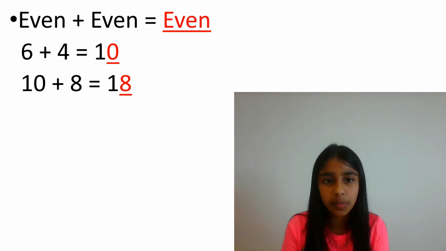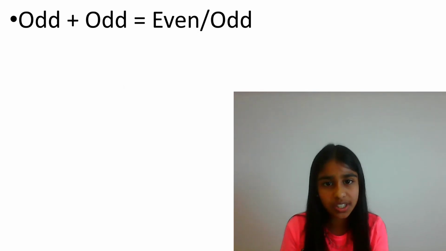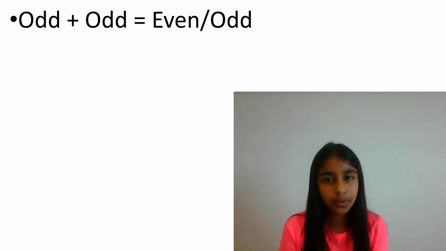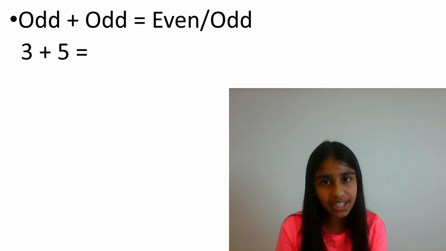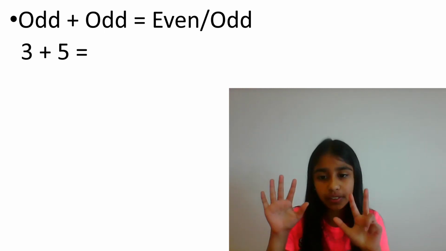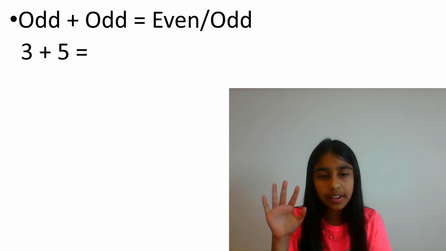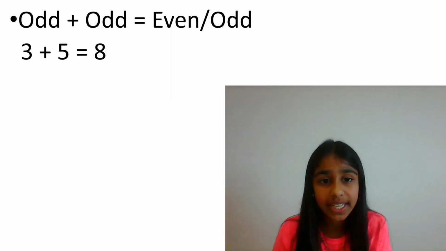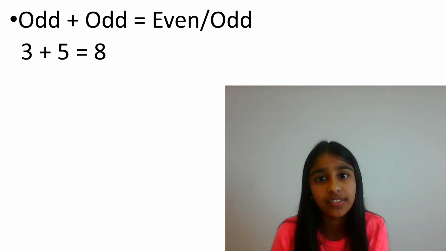Now we will do the same, but with odd and odd numbers. So we have an example. 3 add 5. 3 is an odd number and 5 is an odd number. So 5 add 3. 5, 6, 7, 8. So the answer is 8. So we know that 8 is an even number.